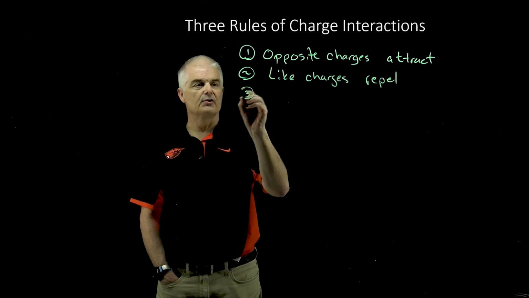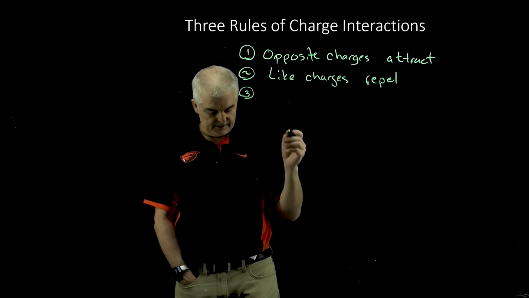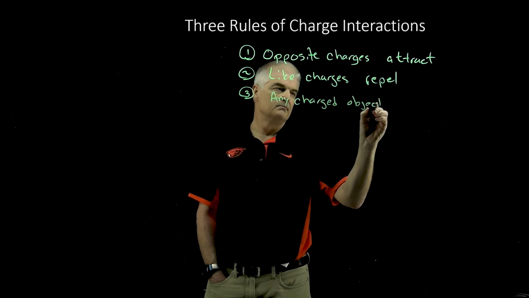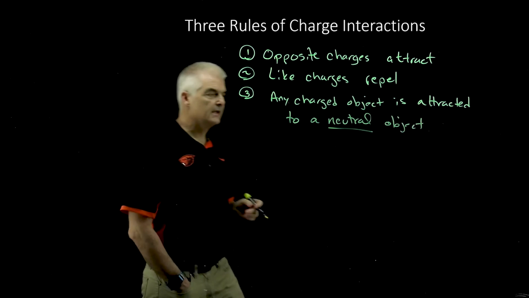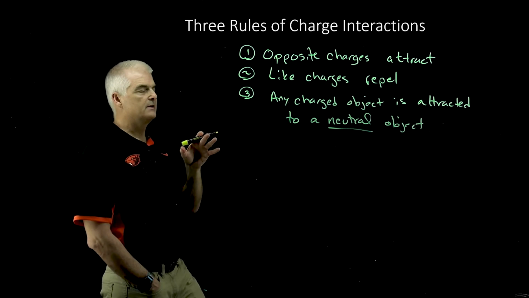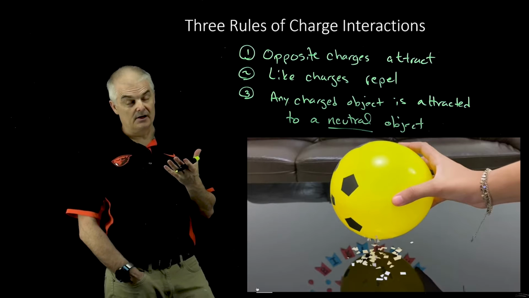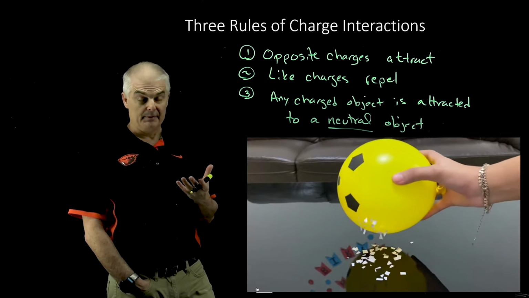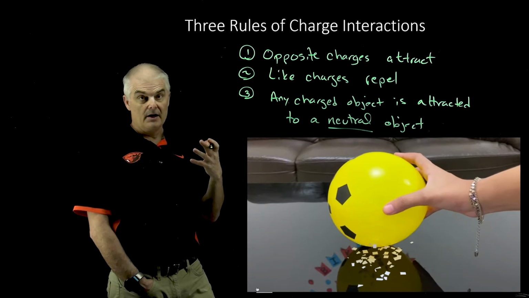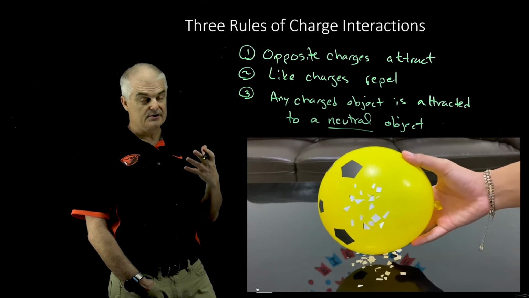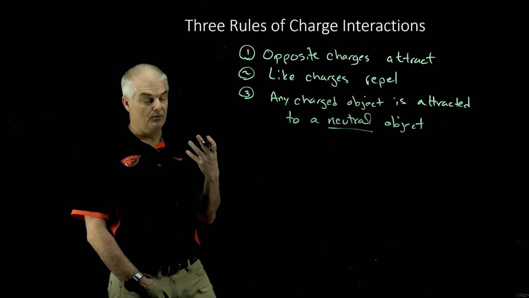And then the third one, that's the one that everyone doesn't really think through, and that is that any charged object is attracted to a neutrally charged object. That's actually what we saw with the paper bits and the balloon. The paper bits are usually considered a good example of neutrally charged objects, and the balloon was charged, and you saw how they were attractive.